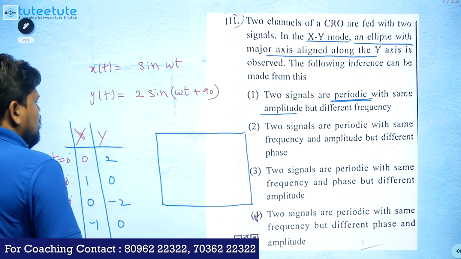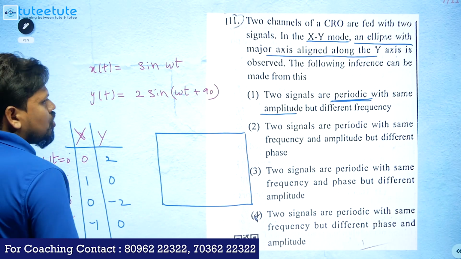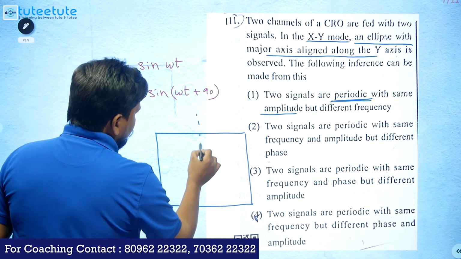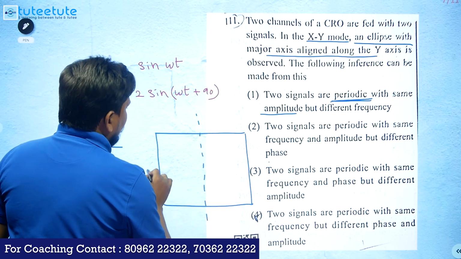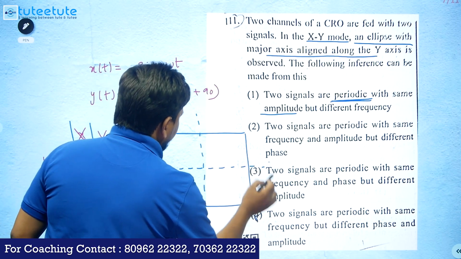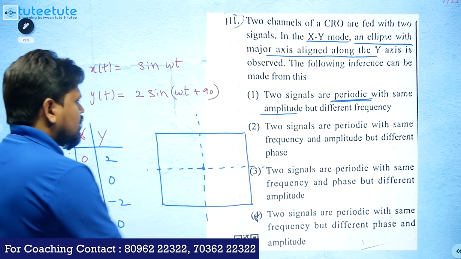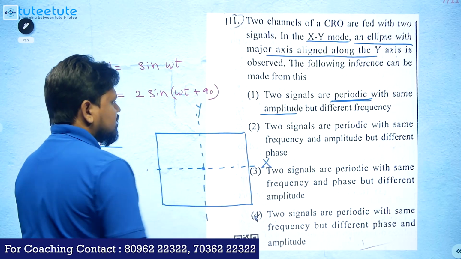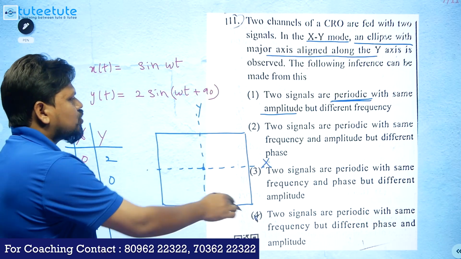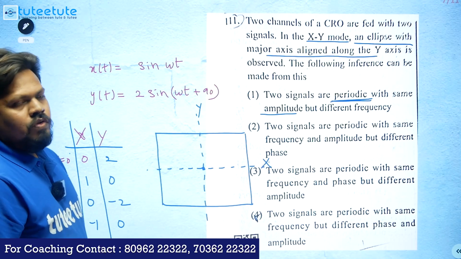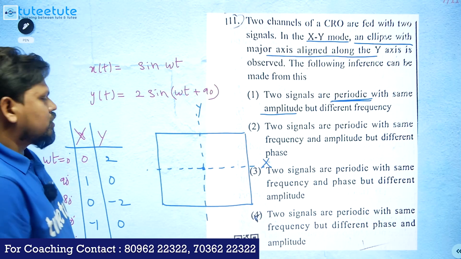Okay, so let's draw this one. The first point is 0 and 2. If anybody is new to this concept, I am giving the reference lines on how to draw the Lissajous figure. So this is 0 and 0. Understood? This is the x-axis and this is the y-axis. I am taking a square type, which is a 4 by 4 screen.